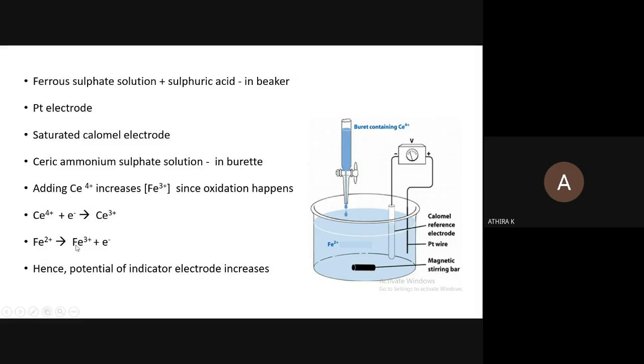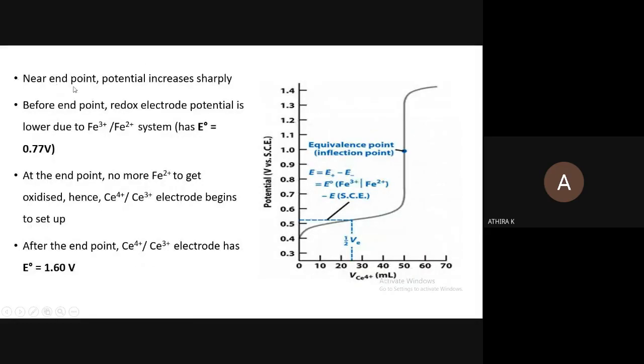And due to this oxidation reaction, the electrode potential of the indicator electrode, that means the platinum electrode, increases. As we are adding cerium 4 plus and there is oxidation of Fe2 plus ions, correspondingly there will be an increase in the potential, an increase in the EMF value. Near the endpoint, the potential increases sharply.